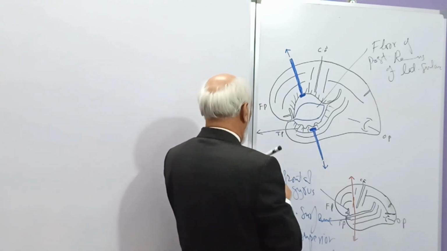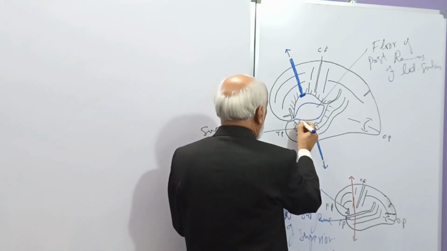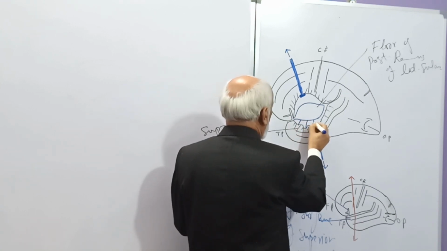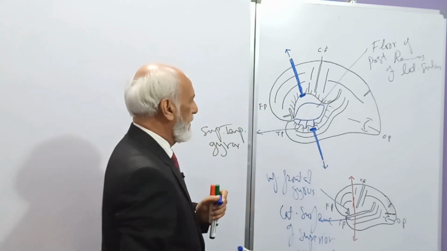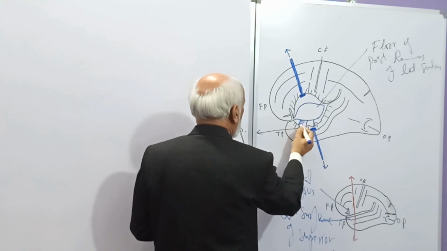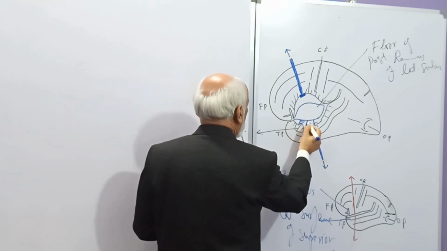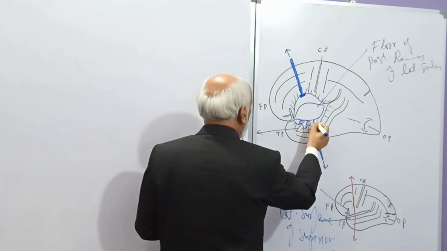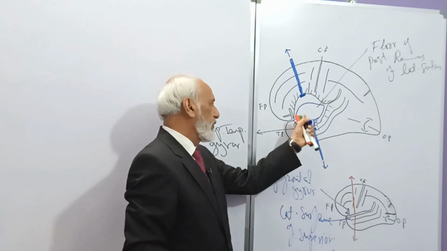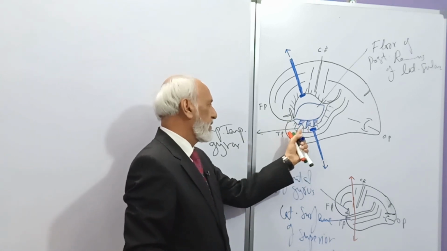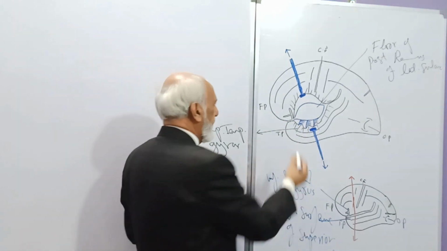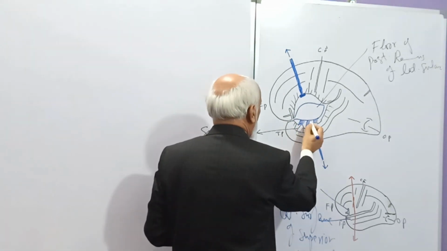It shows some gyri on the superior surface of the superior temporal gyrus. There are some gyri. So you can see this is a gyrus, another gyrus, and another gyrus running transversely from without inwards, from the superolateral surface inwards towards the floor of the posterior ramus of the lateral sulcus. These are transverse temporal gyri.